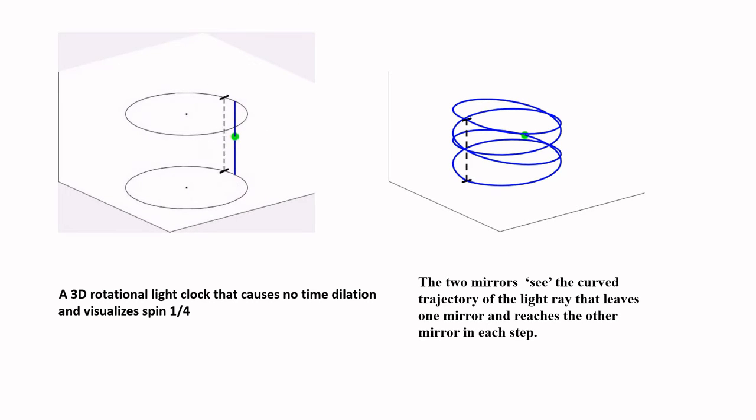That is spin 1/4. The video on the left side is just the video we just talked about. In the right side video, we show that at the two mirrors, we see the curved trajectory of a light ray that leaves one mirror and reaches the other mirror in each step. So here we can see that the two mirrors see the curved trajectory. That means the light bending is observed by the two mirrors.